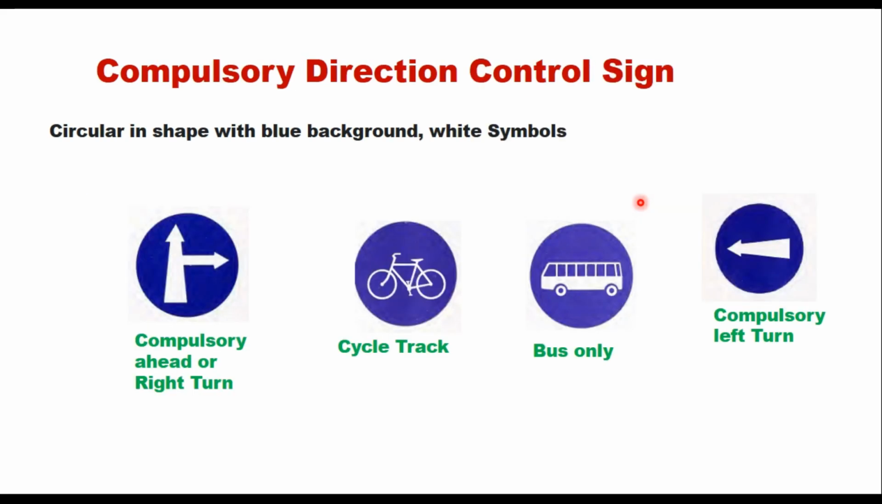And the last one is compulsory direction control signs, which are also circular in shape with blue background and white symbols. Now this sign indicates compulsory ahead or right turn. That is the sign for cycle track, for bus only lane, and for compulsory left turn.